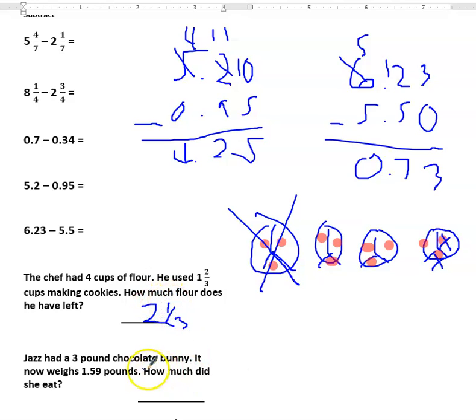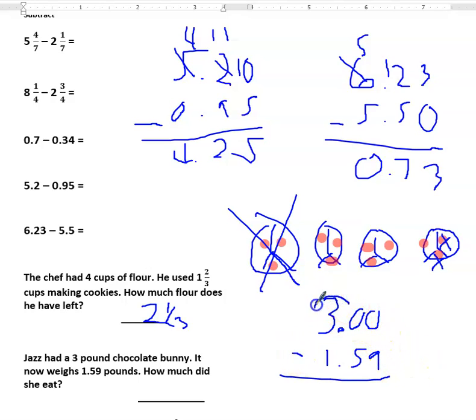Jazz had a 3-pound chocolate bunny. It now weighs 1.59 pounds. How much did she eat? Okay. 3, if it does not have a decimal point, it always goes right after the number. So I put my decimal point there, 1.59. The 3 is sort of like saying $3 and no cents. If you can think that in your head.